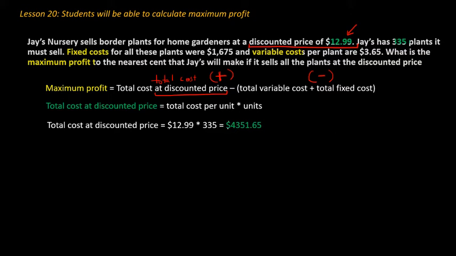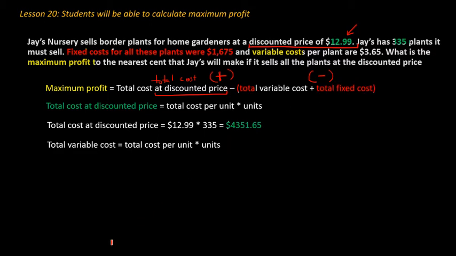Okay, so now we know that, and now we need to take a look at his variable and fixed costs. His fixed costs are just that, they're fixed. No matter what he does, he has certain fixed costs of 1,675, regardless of the number of units or anything else. So we already know that's his total fixed cost. We do have to calculate total variable costs, and they even explain for us in the prompt: variable costs per plant are 365.